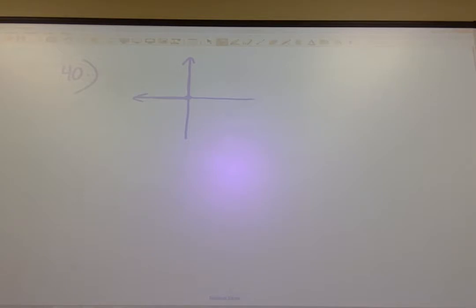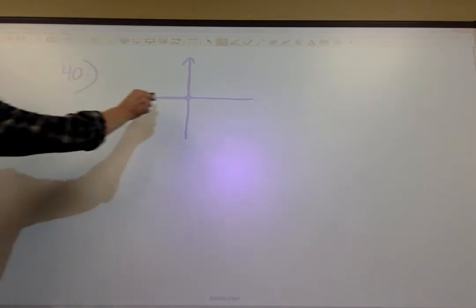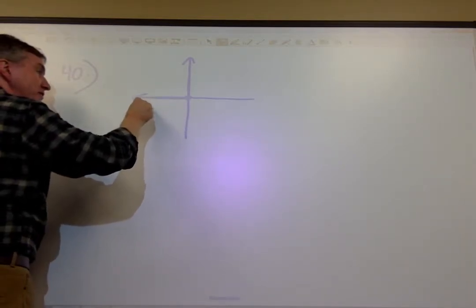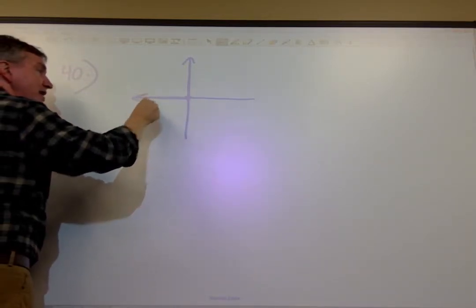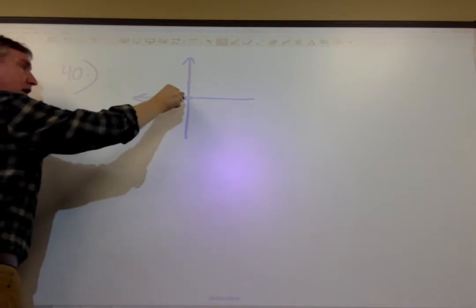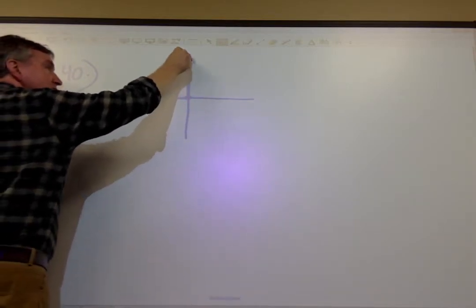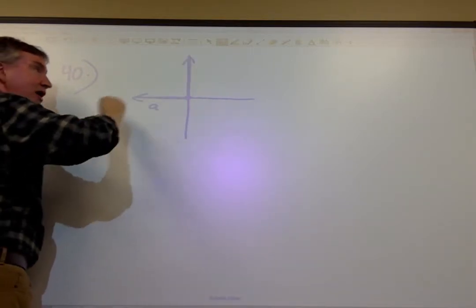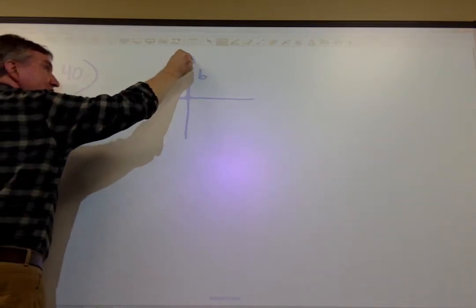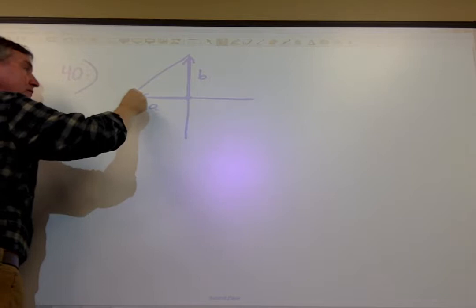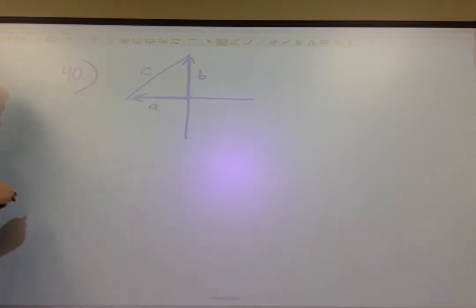After 4 seconds, it's 20 feet. So after 4 seconds, this will be 20 feet. But it keeps moving, doesn't it? I'm going to call this A. After 4 seconds, this is 28, isn't it? I'm going to call this B. Right? And if I make a triangle here, I'll call that C.